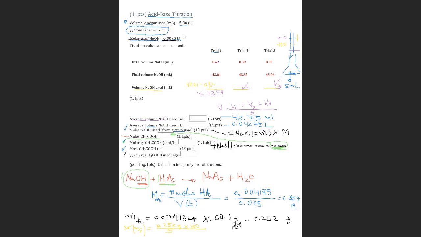Because what this means is how many grams of acetic acid are in 100 ml of vinegar. When I do this calculation, I obtain 5.03%. And it should be around 5 because the label here says 5%. So you should get a number similar to that.